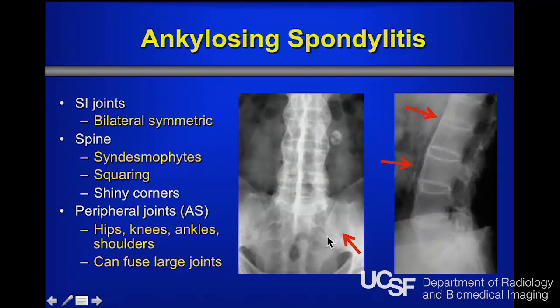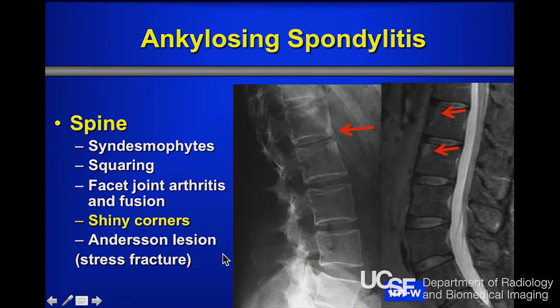You see involvement typically of the large joints. Ankylosing spondylitis likes the hips. It may eventually even fuse the hips, or it may cause significant secondary degenerative changes eventually.